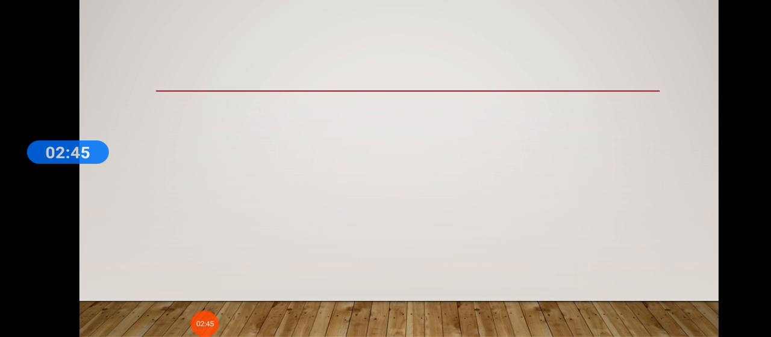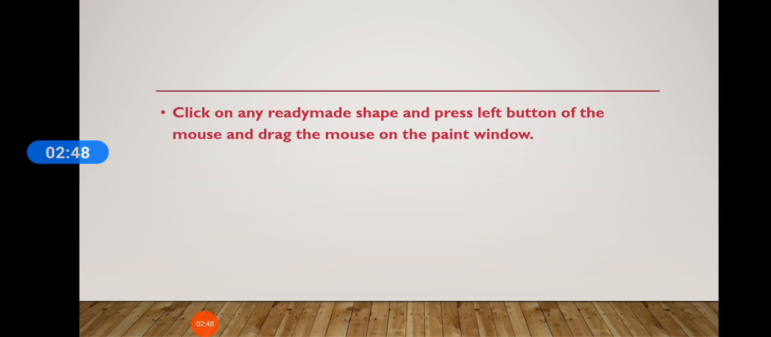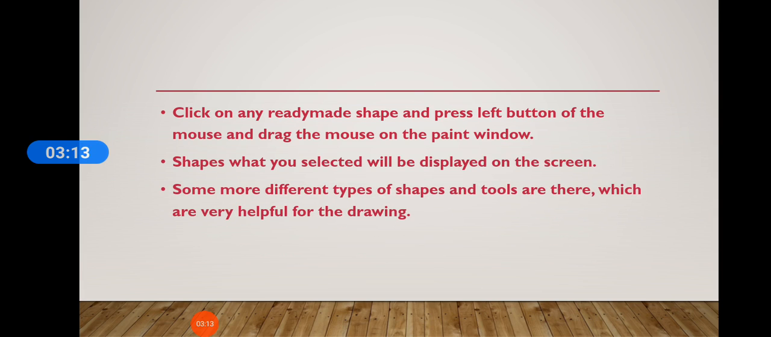Children, to insert the shapes, we have to follow the steps. Let's see how we can insert shapes in the drawing. First, click on any ready-made shape, press the left button of the mouse and drag the mouse on the paint window. Then the shape we have selected will be displayed on the screen. Some more different types of shapes and tools are there which are very helpful for the drawing. This way we can insert any type of ready-made shape in our drawing.